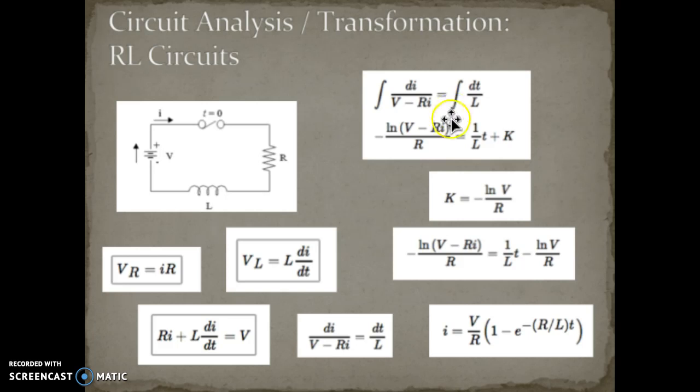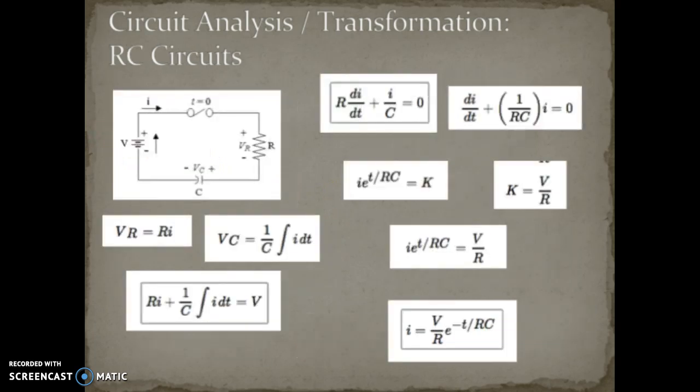We can solve for k since we know that initially when the time equals 0, the current should equal 0, giving us this equation, which we can rewrite so that it's this. The process is long, so I won't go over it.